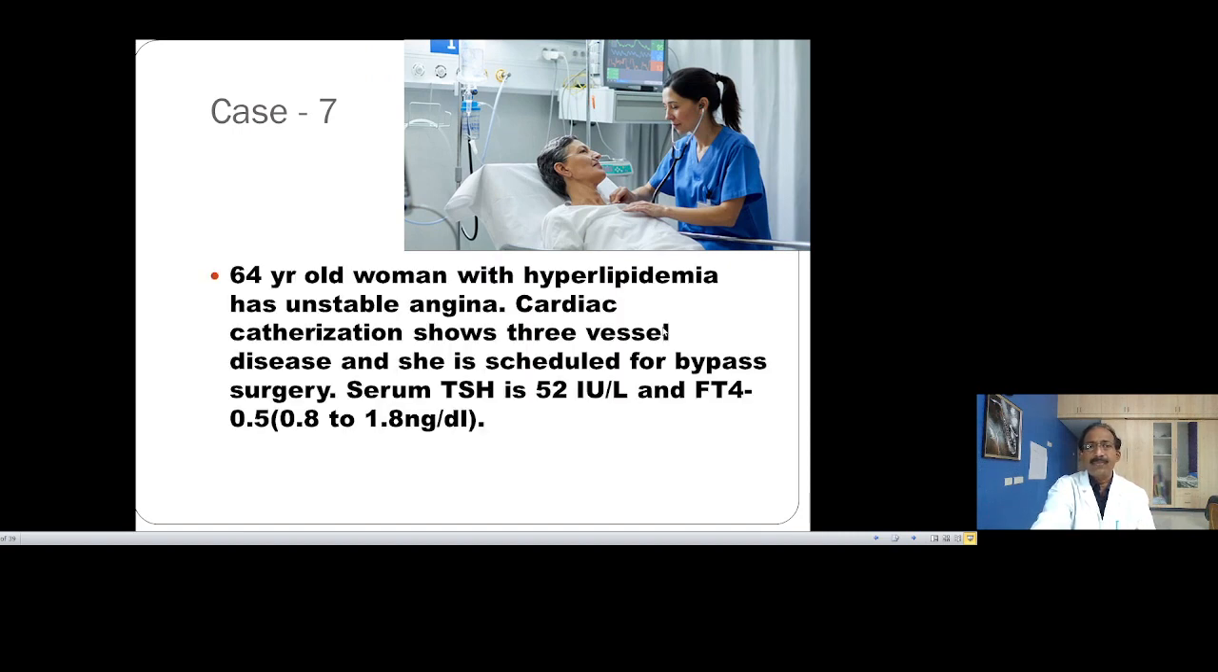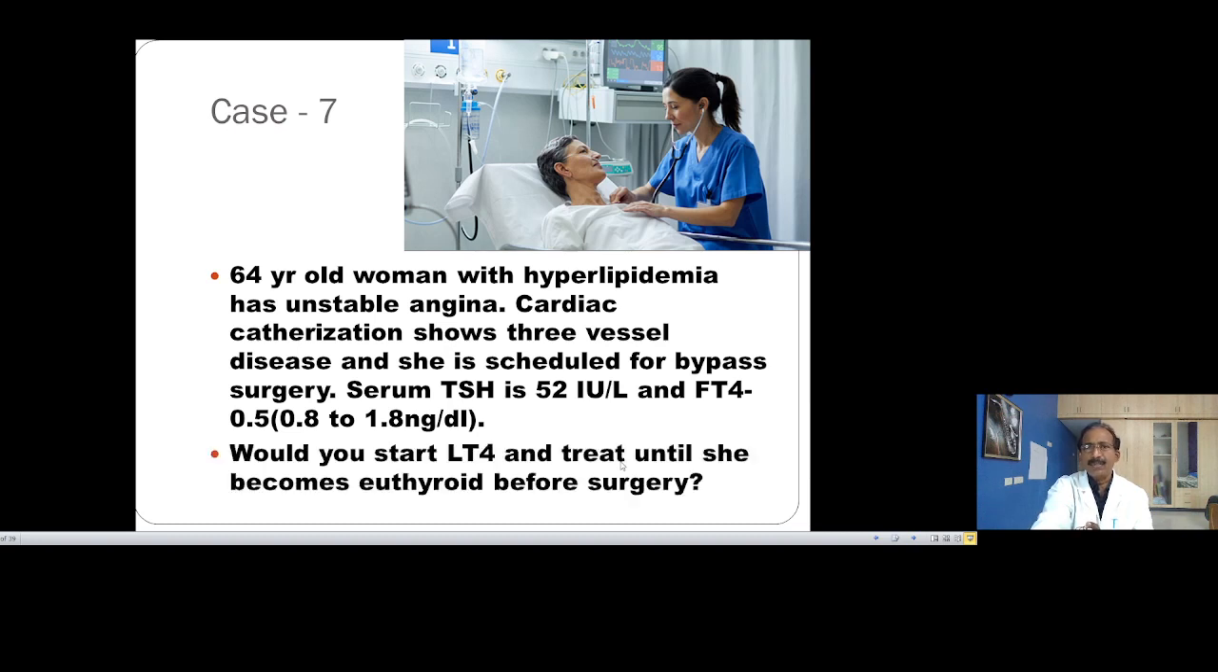Case number 7, a 64-year-old woman with hyperlipidemia has unstable angina. She is waiting for cardiac cath, which is done and shows three vessel disease, and she is scheduled for bypass surgery. The serum TSH is 52, so probably it was missed. The diagnosis was not made earlier, and the free T4 is a little lowish, but okay. But the TSH is obviously high. The surgeon wants to know if you want to treat the hypothyroidism, make the TSH normal, before you take her for surgery, because it carries a risk in surgery, but already the patient is in serious danger. She may die at any time. So, what will be your advice as a physician?